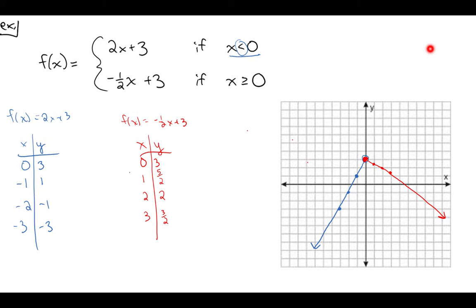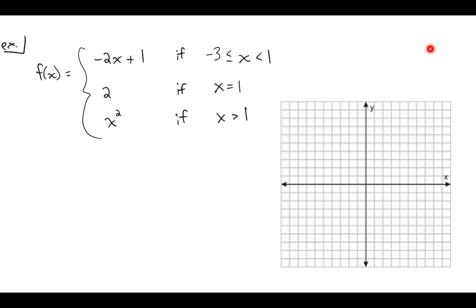All right, so those are both pretty basic. Let's get a little bit more advanced with this next one. Notice my domains aren't just restricted at 0 this time. We've got a little bit more happening here, and we have 3 functions. It works exactly the same way. I'm just going to start with my top function there: f of x is negative 2x plus 1.